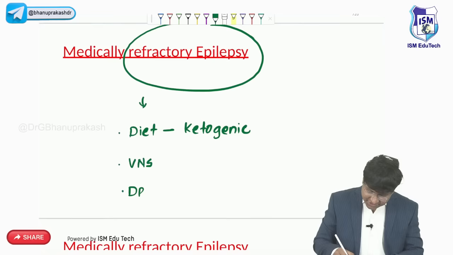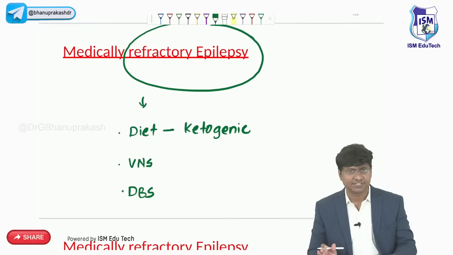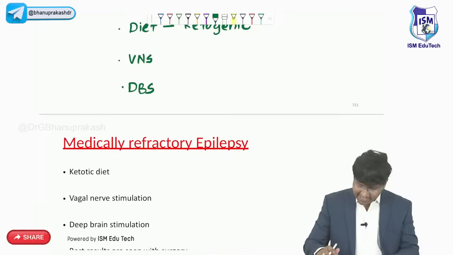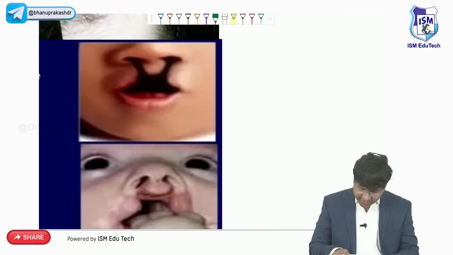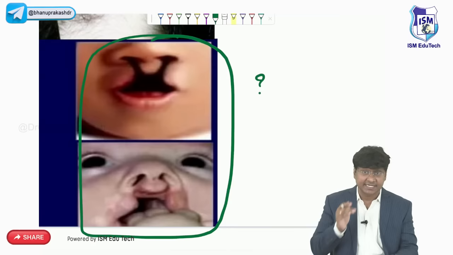And the best results are seen with surgery. For temporal lobe epilepsy, we do temporal lobectomy. Okay, right. And with which particular drug do you have teratogenicity?